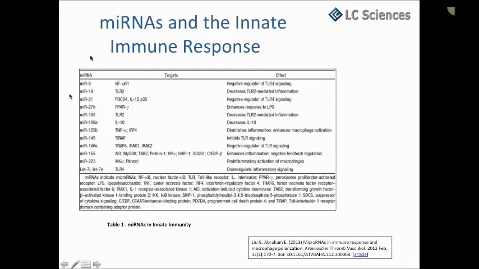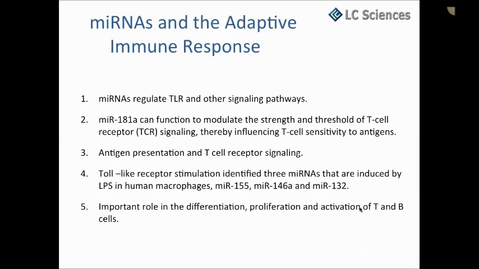So I won't go through all of them again individually, but you get the idea. A whole variety of microRNAs, their targets, and the effect that they have. Now, looking at the adaptive immune response, they regulate the toll-like receptors as well as the signaling pathways. MIR181A, which was one of the first ones to be shown to play a role in the immunology field, can function to modulate the strength and threshold of T-cell receptors, their signaling, and by doing so they can influence the T-cell sensitivity to antigens.